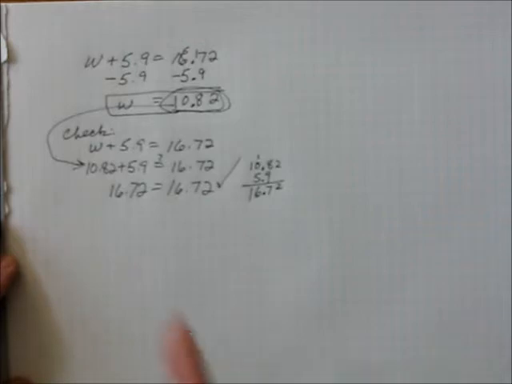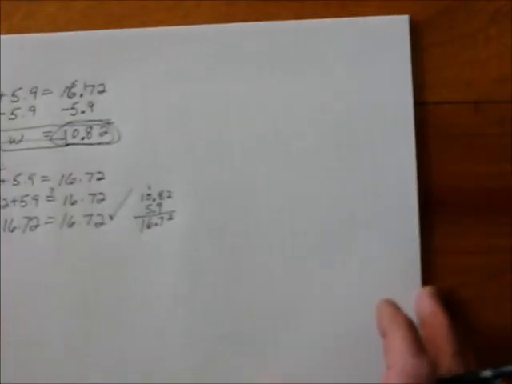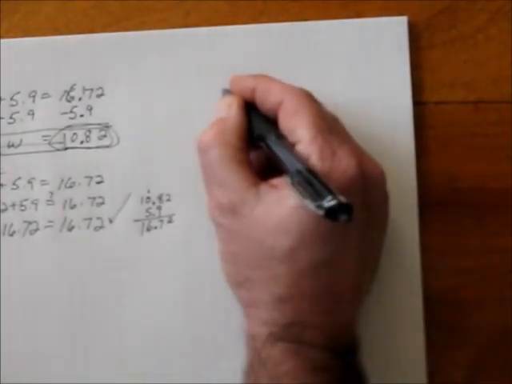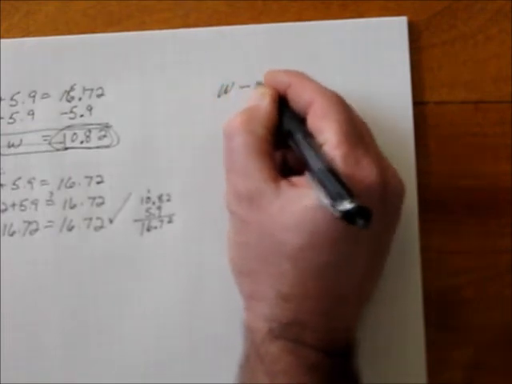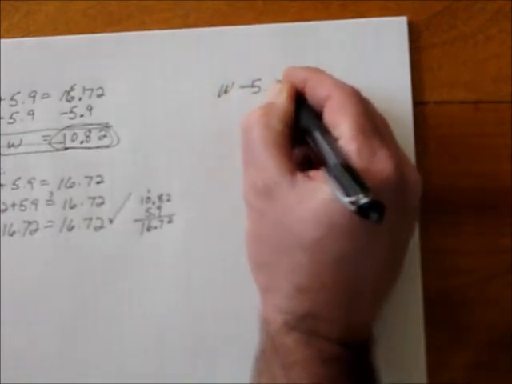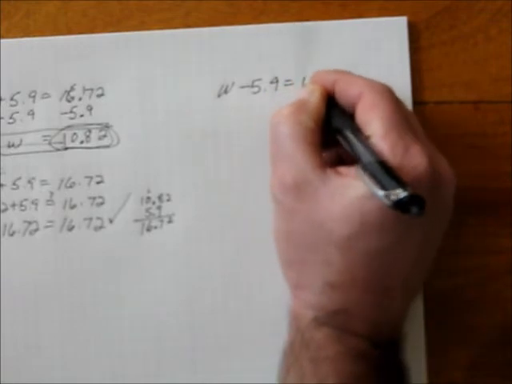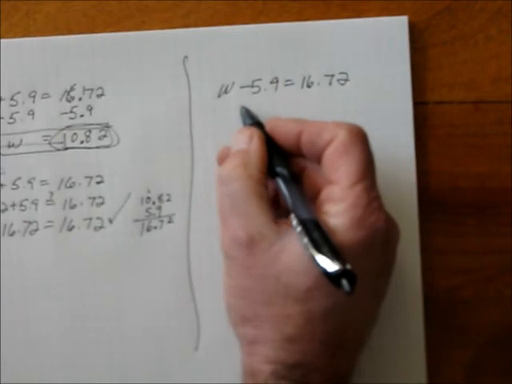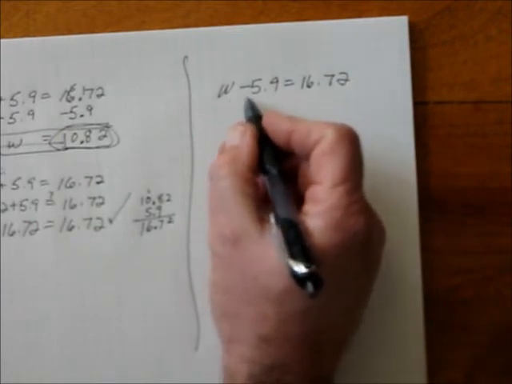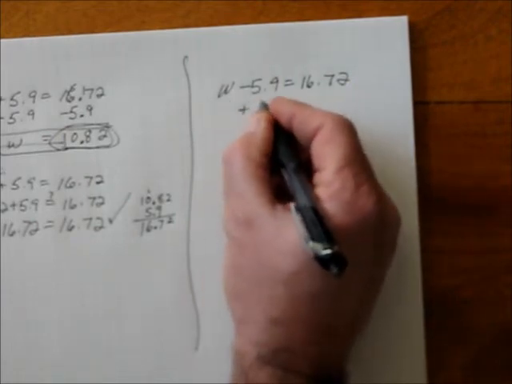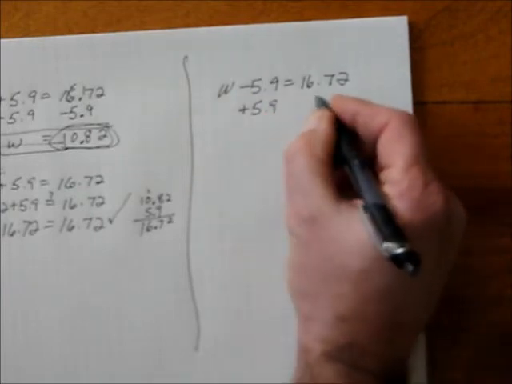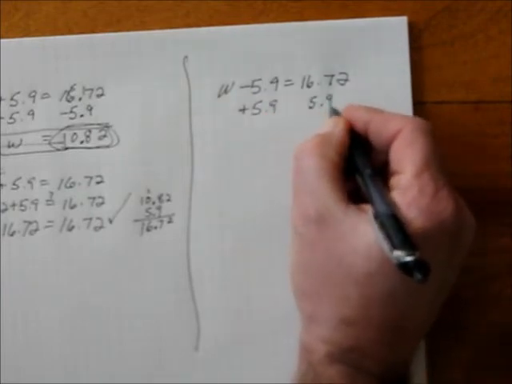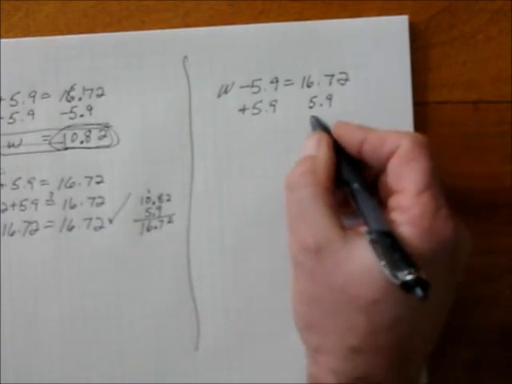So that's an example of using subtraction to solve an equation. I can use the same thing. Let's say I have this equation: W minus 5.9 is equal to 16.72. So this is a different problem. On this problem, to get W by itself, I'm going to add 5.9 to each side. Line up the decimals over here again, because in addition and subtraction of decimals, I line up the decimals.